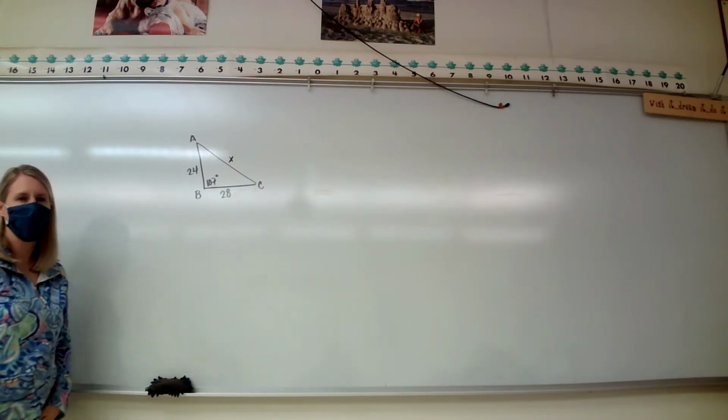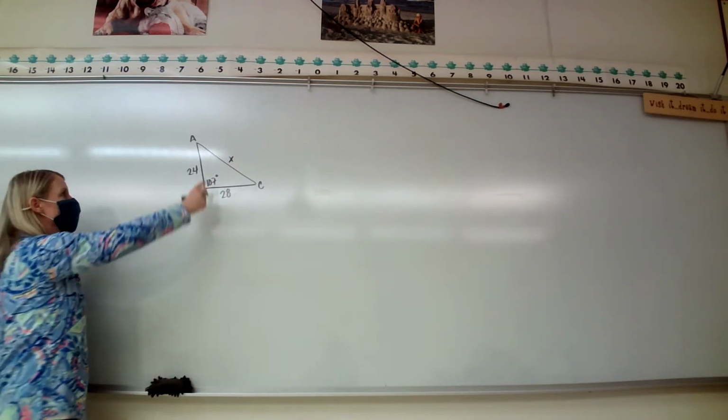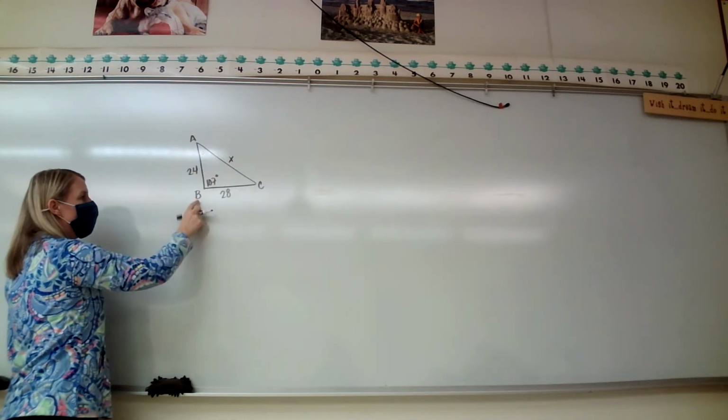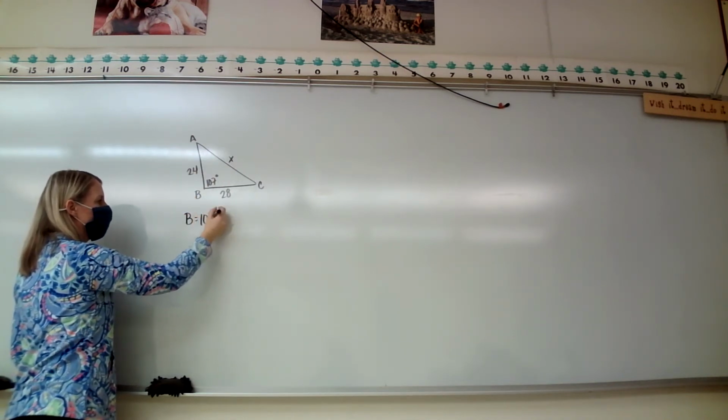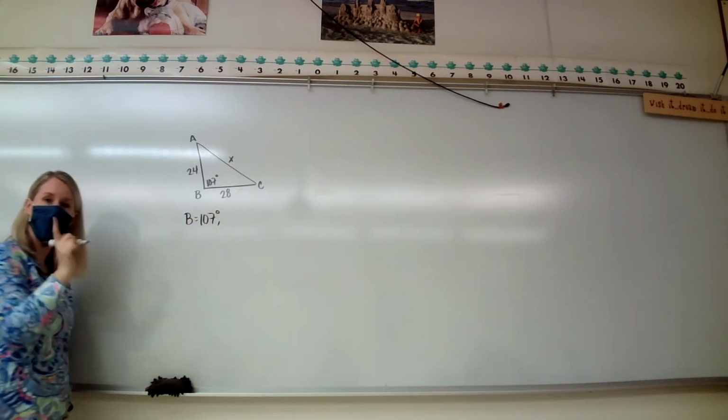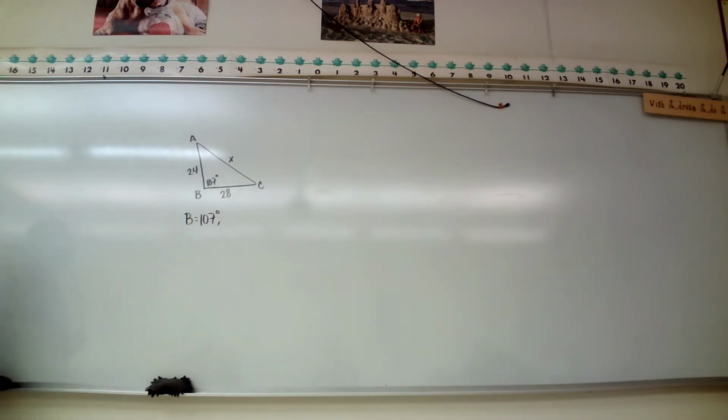I go around, I always look at the angles first, just out of habit. So I don't have angle A. I do have angle B, so I'm going to label that B is 107. I don't have angle C. So I have that one angle, so I labeled that. Angles are uppercase letters. And then I'm going to label my sides.